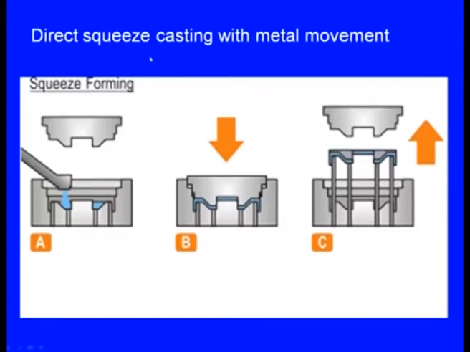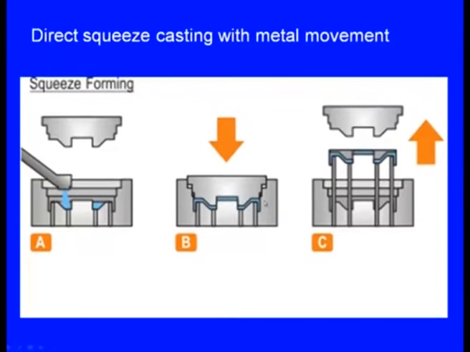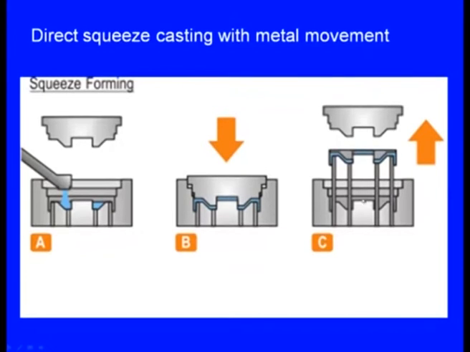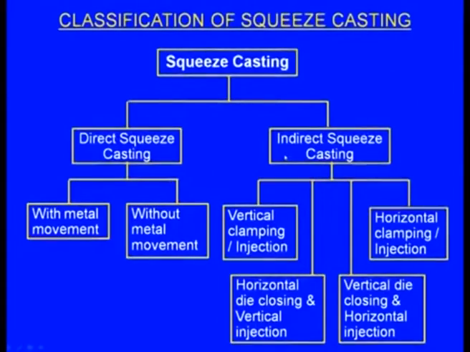Now, we can see an illustration, direct squeeze casting with metal movement. This is the die, and molten metal is being poured, the blue colored one is the molten metal. This is the upper die or the punch. It comes down and applies pressure on the molten metal, and here you can see the molten metal is squeezed and solidifying. After solidification, it is ejected, and remember there is metal movement because of the complex shape of the component.